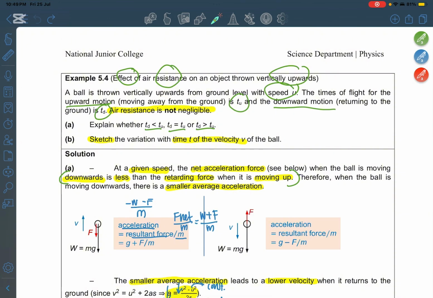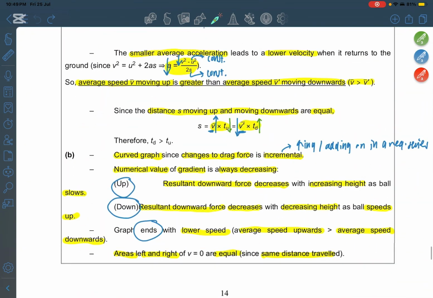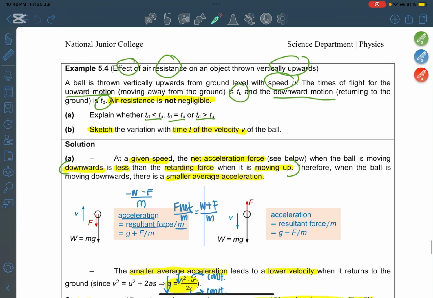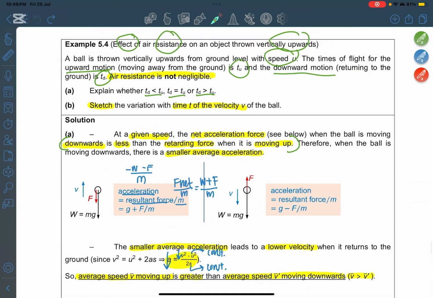So from what we know, it's going to take a... Actually, I have no idea, but... Okay, the answer is that td is going to be larger than tu, because air resistance. Okay, so why is that, right?